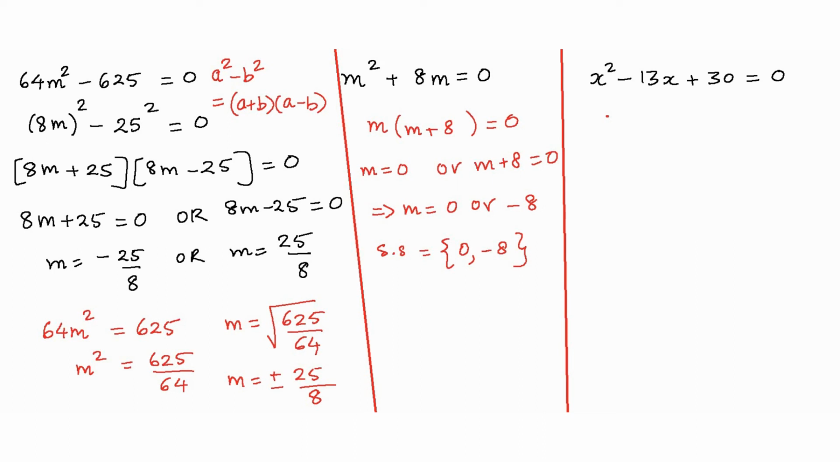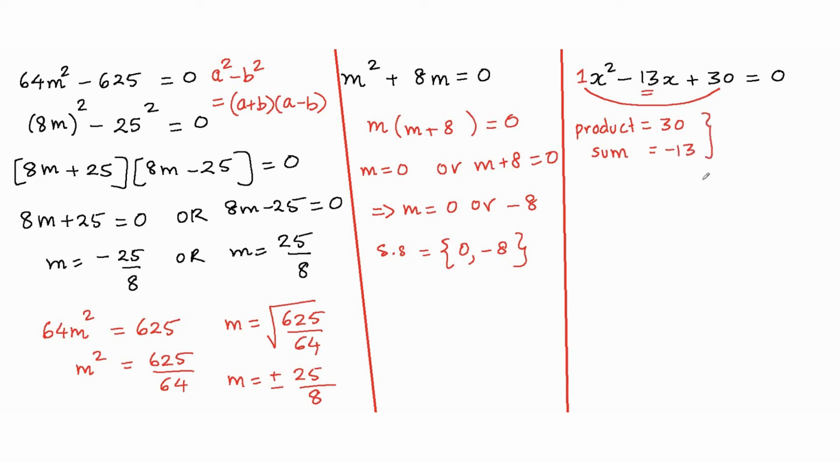Now this is a trinomial, and we should use the splitting the middle term technique over here. So what does the splitting the middle term technique, or factorization of trinomial, say? You look at the coefficient of the two extreme terms. So x²'s coefficient is 1 and the constant is 30. So 1 into 30, this will be the product, positive 30. And the sum is the middle term, which is −13, right?